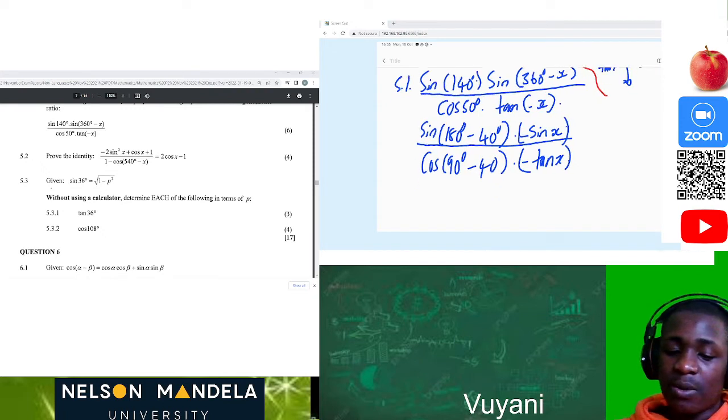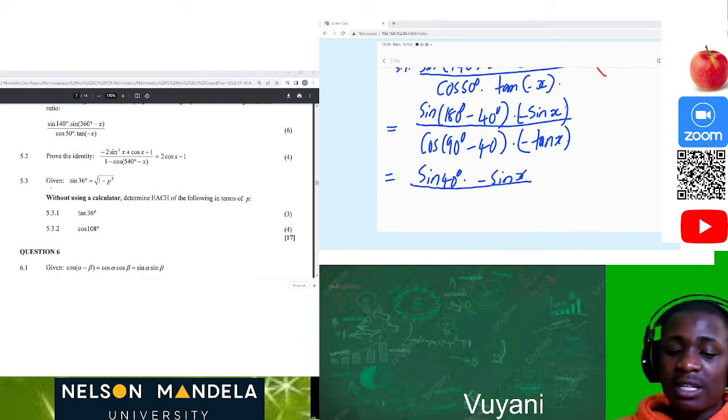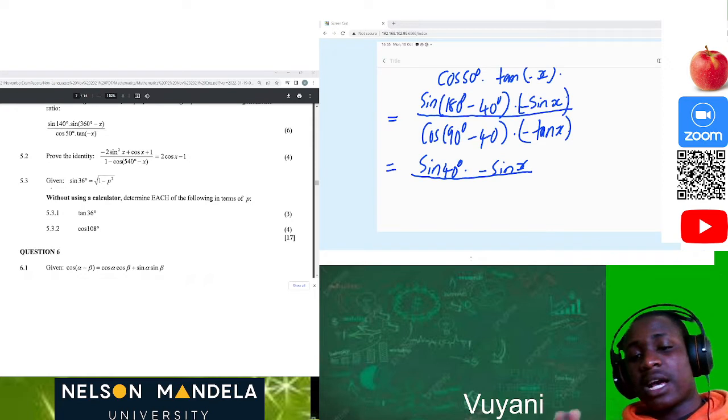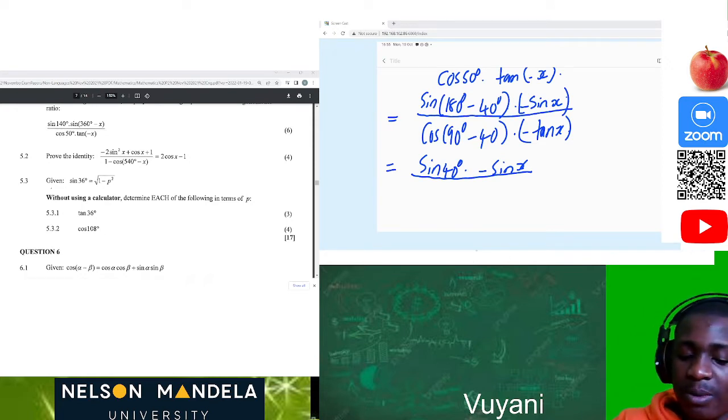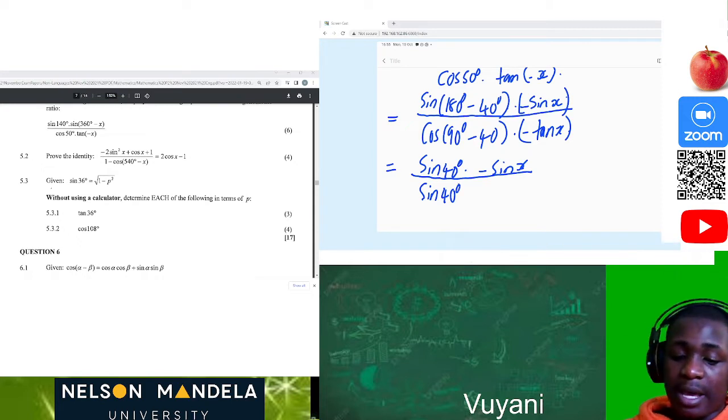180 minus is in the second quadrant, so sine is positive, so it's going to be sine 40 degrees multiplied by negative sine of x, all divided by cos of (90 minus 40). 90 minus is in the first quadrant and cos is positive, but at 90 degrees cos and sine are co-ratios of each other, so automatically we will have our sine of 40 degrees. Then we are happy. Then we multiply by our negative tan of x.